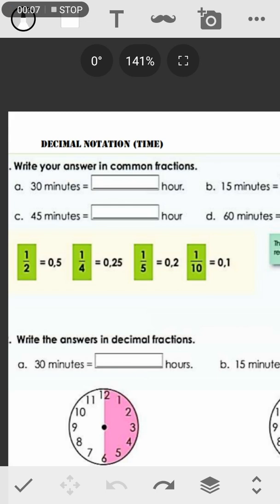Let's look at time in decimal notation. Number 1. Write your answer in common fractions. A. 30 minutes equals what fraction of an hour? As you all know, an hour equals 60 minutes. Okay?